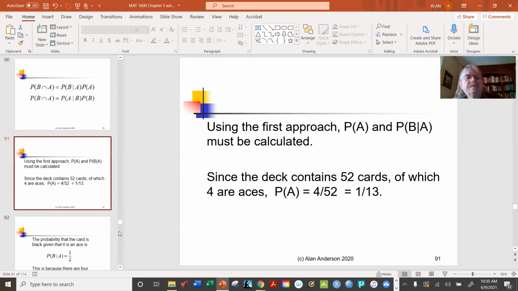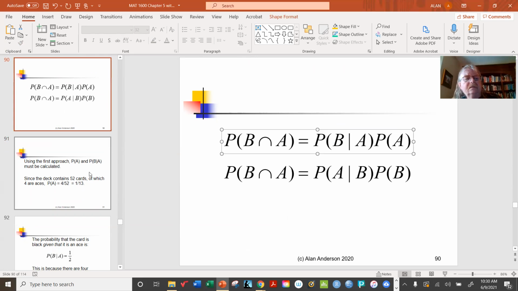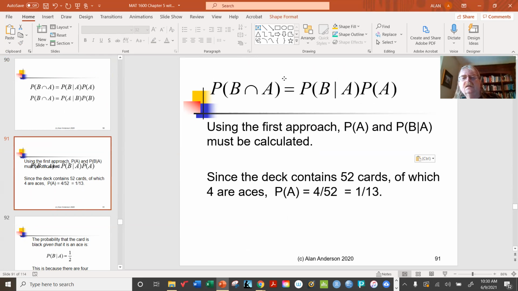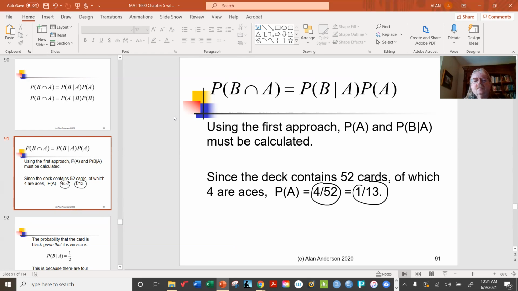The challenge is basically to figure out the two individual probabilities. The probability of A is easy. There are four aces in the deck of 52 cards. So that's either 4 out of 52 or 1 out of 13. It means the same thing. But what about the probability of B given A? In English, this means, given that the card is an ace, what is the probability that it is black?